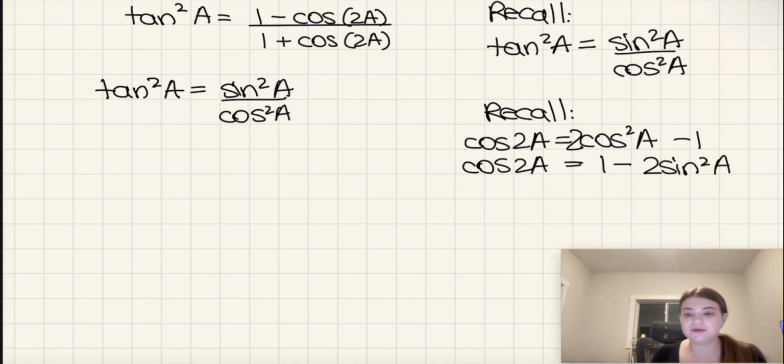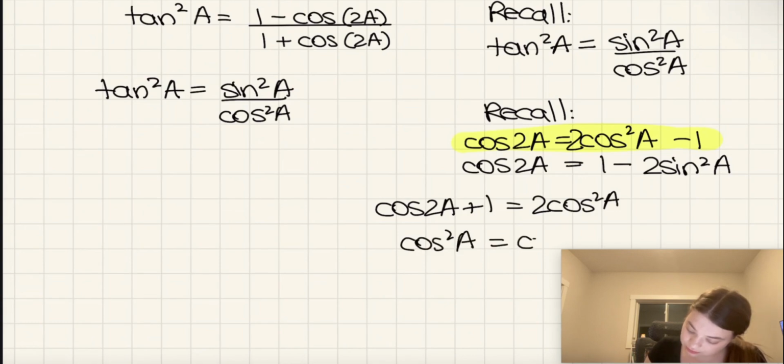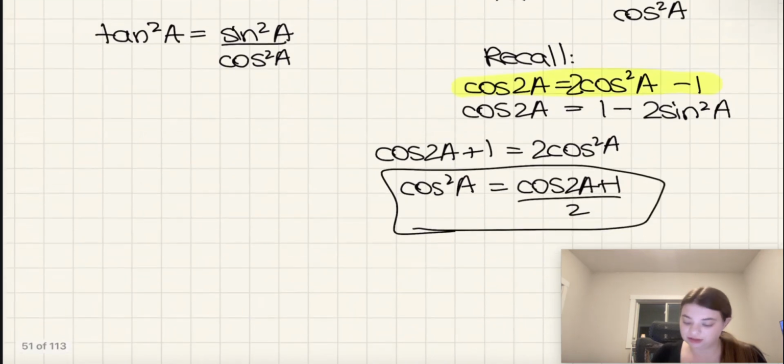And so what we can do is take those things that we just recalled and solve for cosine squared a and also for sine squared a. Let's first take this one right here and solve it for cosine squared a. That gives us cosine 2a plus 1 equaling 2 cos squared a. Then if we divide both sides by 2, we get that cosine squared a is equal to cosine 2a plus 1 all over 2. So that's our first identity from the recall that we're going to use.